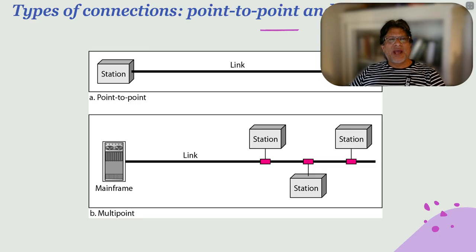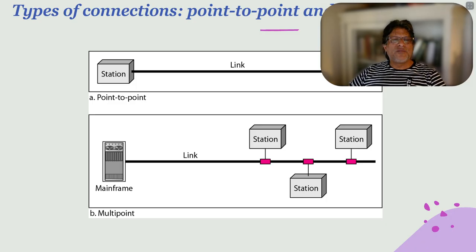Now, when you talk about types of connections, you will come across different types of connections. So let's talk about those. One is going to be a point-to-point connection in which one station links directly to another station. Or you can have a multi-point type of connection in which, for example, you have a link and there are multiple devices connected to this link. So this is a multi-point connection. This was typical in the olden days when you had a mainframe and you had a link and you had T connectors connecting the stations over.